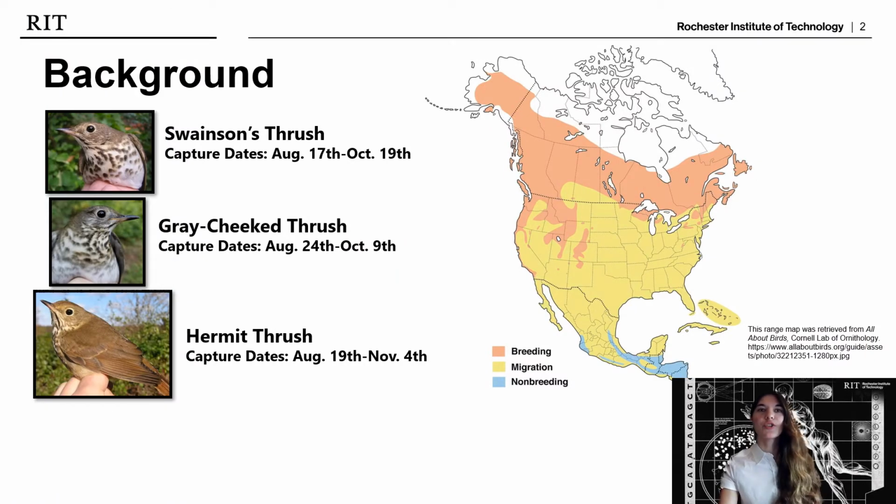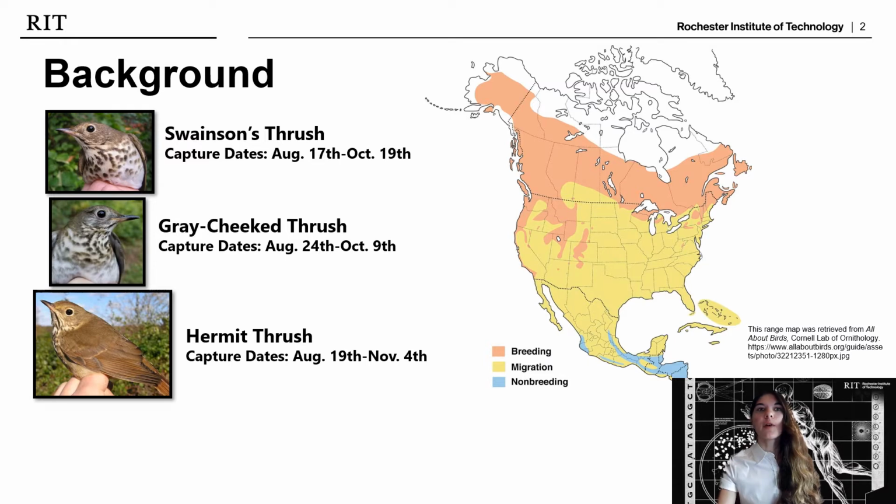I'd like to start by introducing you to the main characters in today's story, Swainson's, gray-cheeked, and hermit thrush. These three species are all of the genus Catharus. These thrushes breed in northern areas of North America and migrate across the U.S. before reaching non-breeding territories in the southern U.S. or Central and South America.